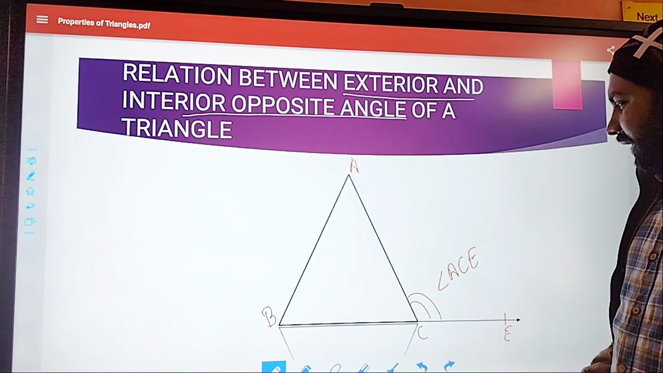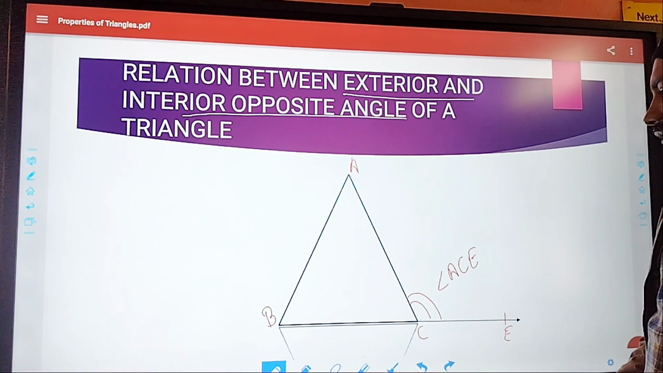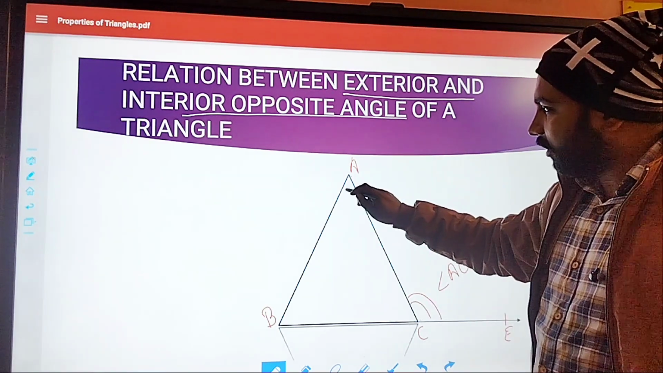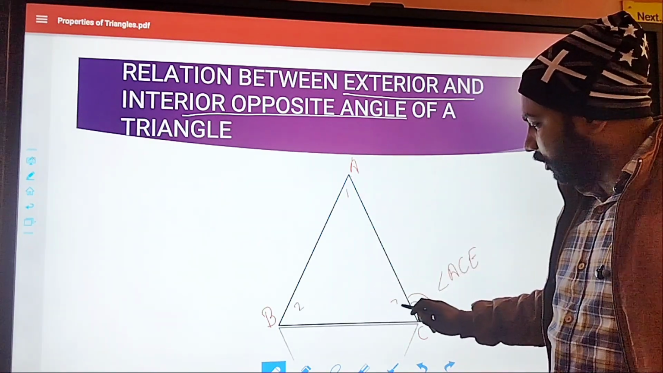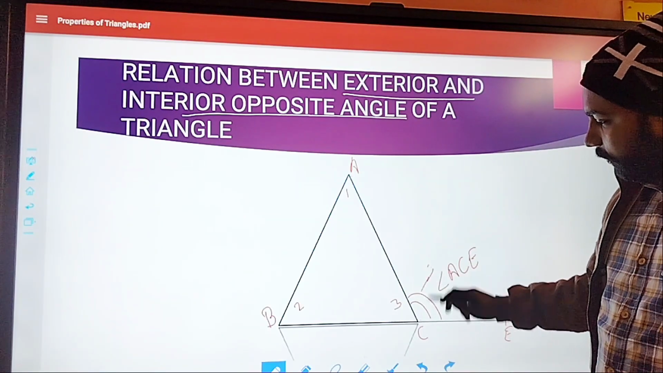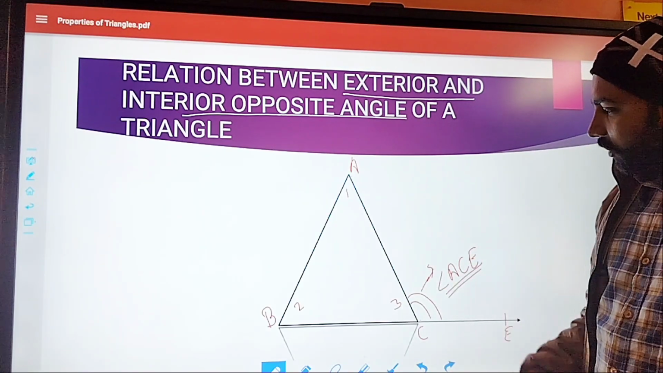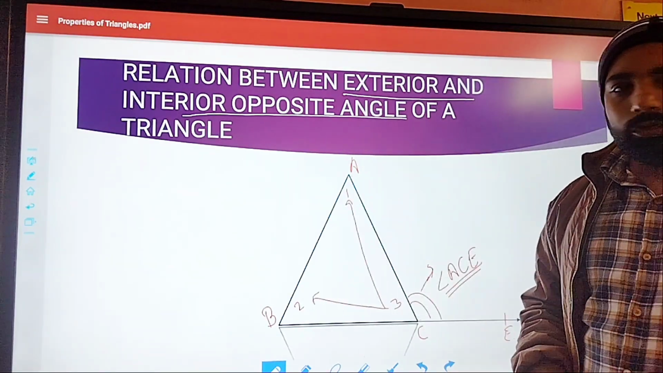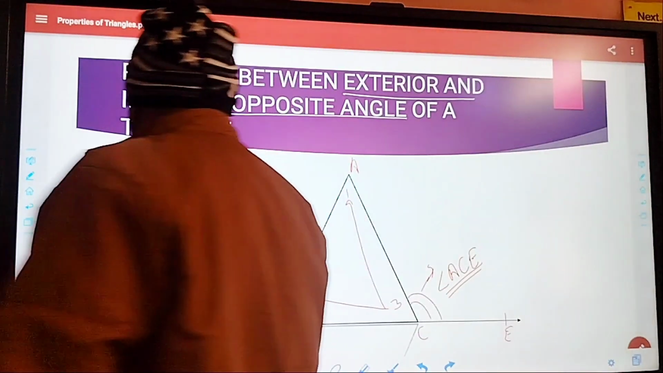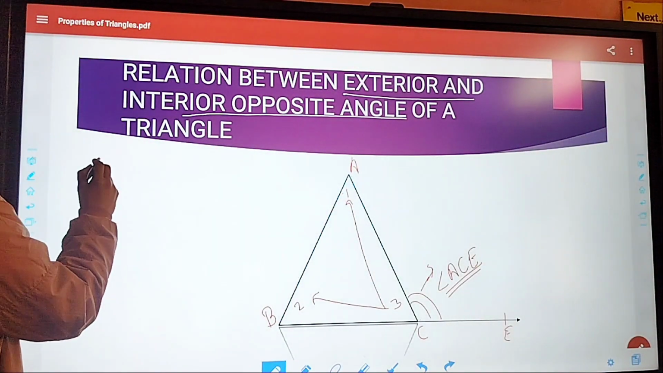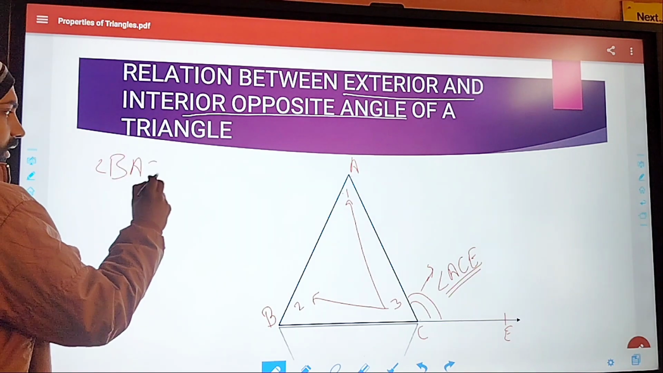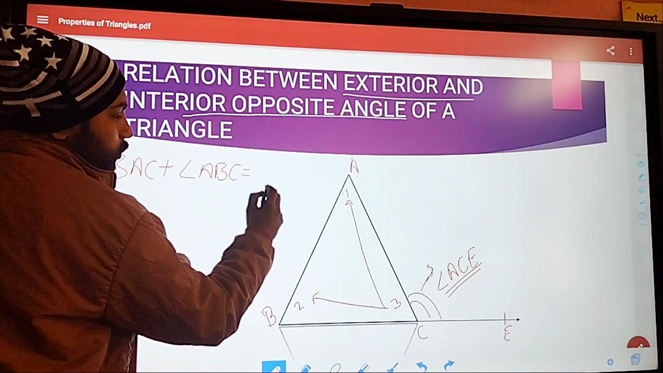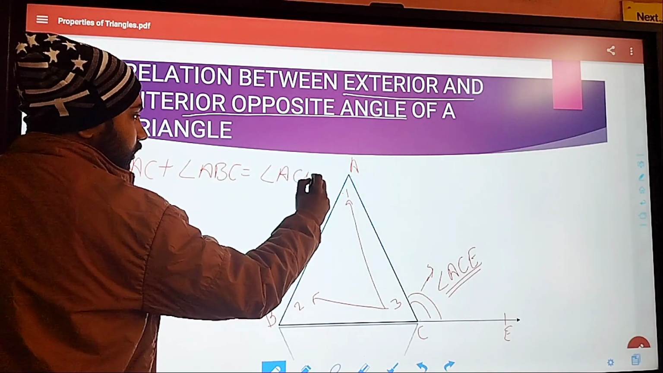Okay. This angle ACE will be equal to the sum of two interior opposite angles. You can see we have three interior angles, angle 1, 2 and 3. Opposite to this angle ACE, we have two angles, angle A and angle B. So we can simply write the statement as angle A or angle BAC plus angle ABC equals angle ACE.